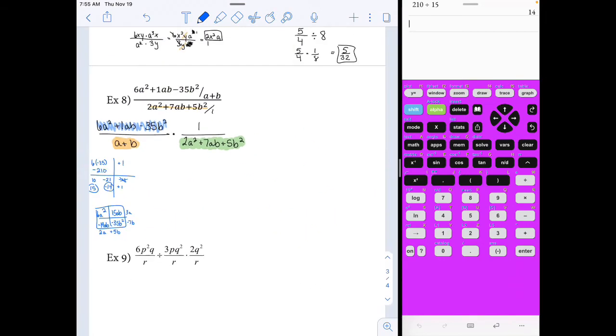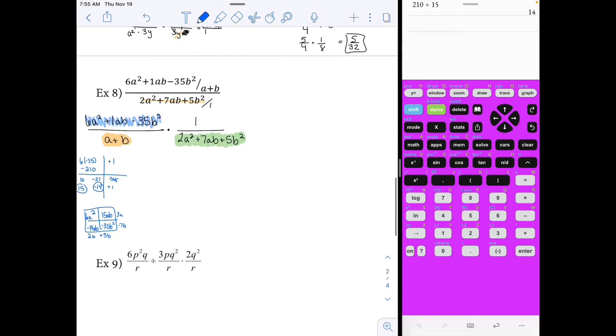So what I find beneficial in these type of problems is to rewrite them with the factors. Okay, so top left, I'm going to rewrite 3A minus 7B and 2A plus 5B. So I did my factoring.